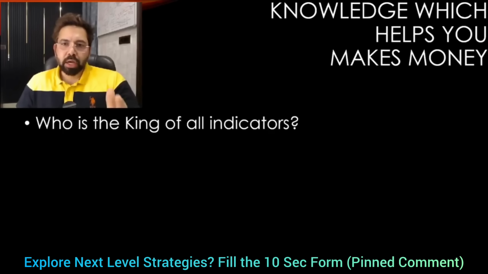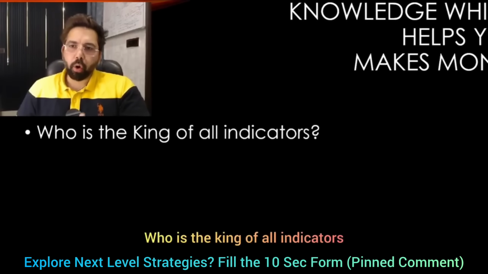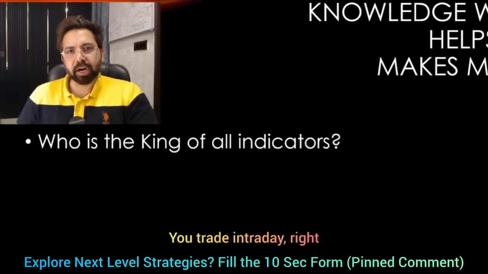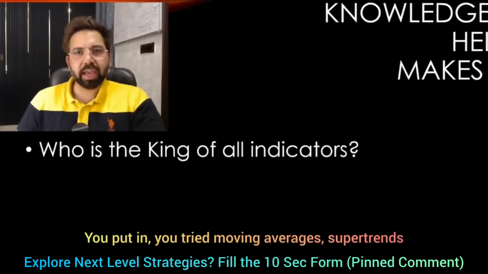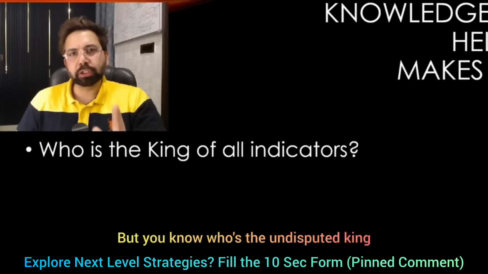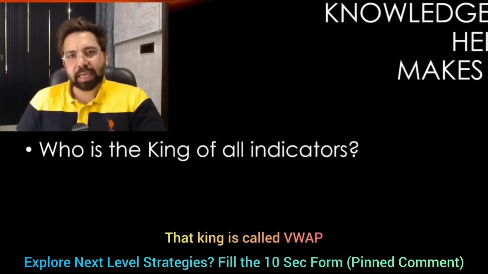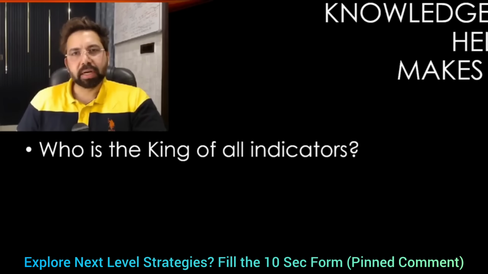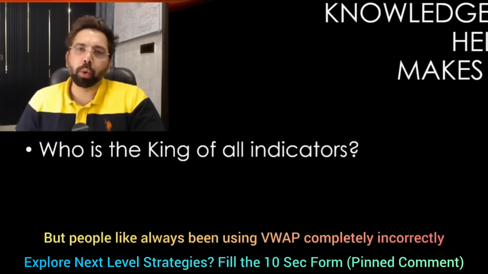Like always, who is the king of all indicators? You trade intraday, right? You tried moving averages, super trends, parabolic SAR, RSI. But you know who's the undisputed king? That king is called VWAP, volume weighted average price. But people, like always, have been using VWAP completely incorrectly.